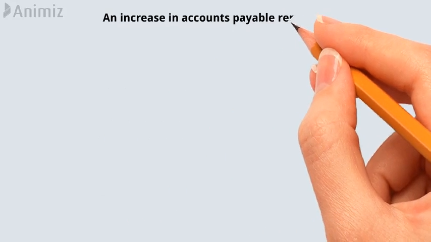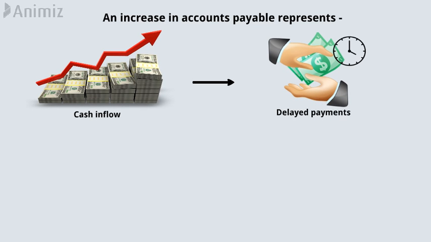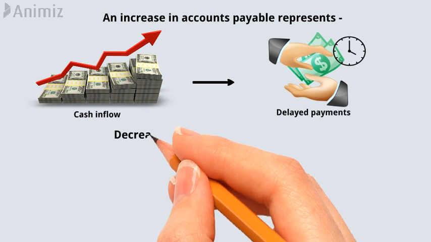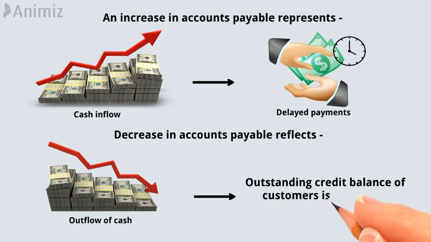An increase in accounts payable represents a cash inflow from the delayed payments to suppliers or vendors, whereas a decrease in accounts payable reflects an outflow of cash, as the outstanding credit balance is paid off in cash payments.